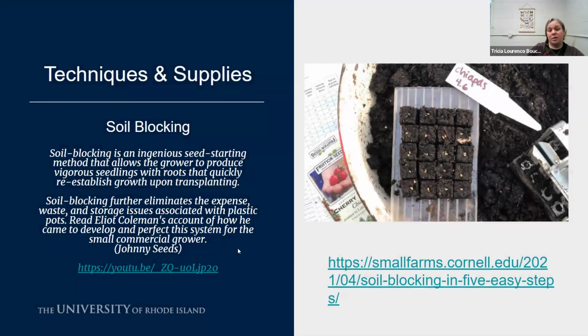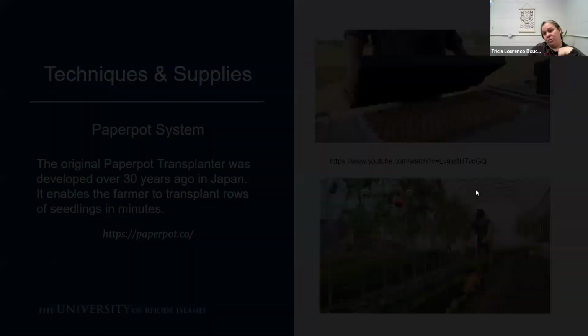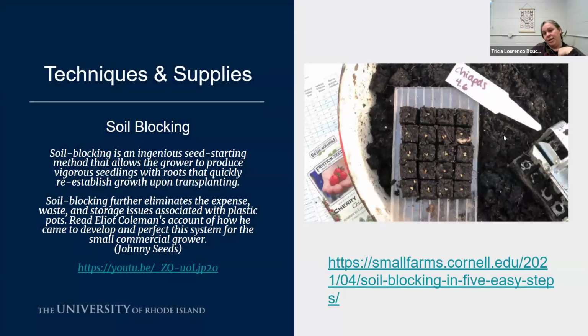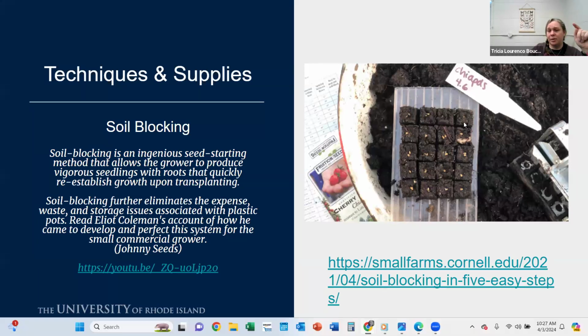So the first method we talked about was using those plastic trays. The next method is using soil blocks. You can't really see it very well here, but there's this little plastic metal unit here, and you use it to fill up with soil, and then you hit the handle, and these little blocks come out, and you just put the seeds right into the blocks.